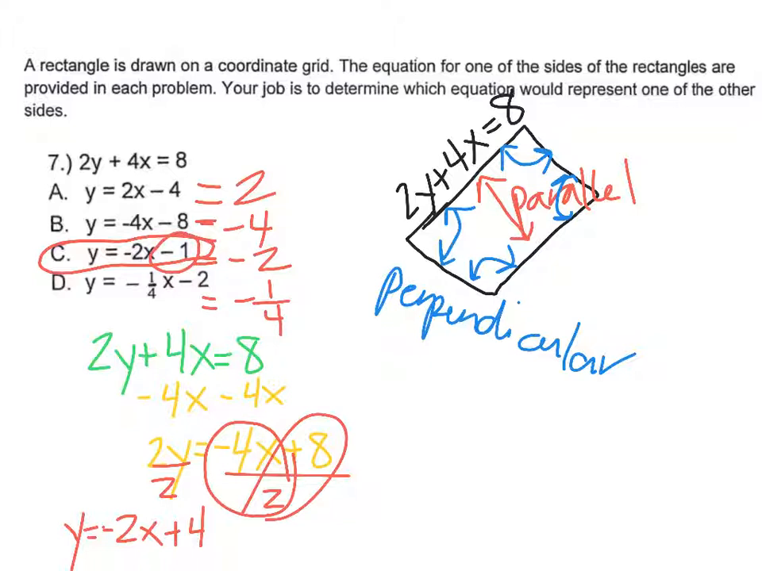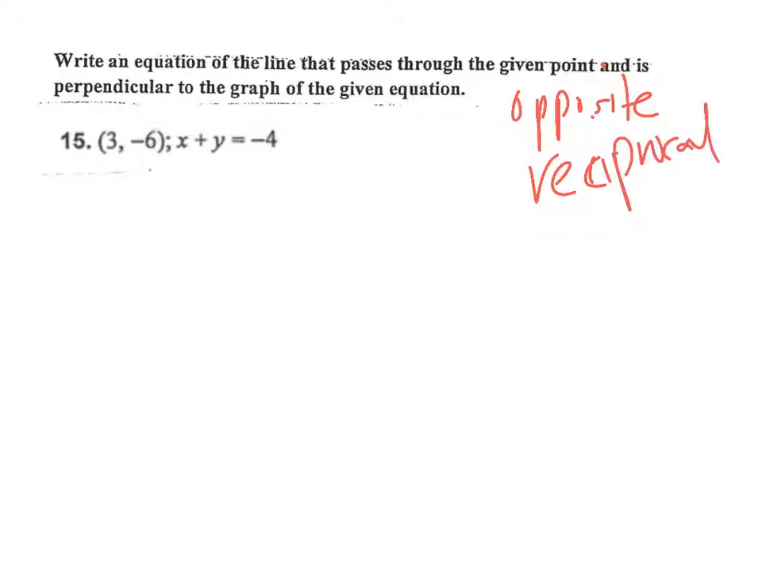Okay? Let's switch gears. I sort of just talked a little bit about perpendicular, but we're going to talk a little bit more because number 15 here asks you to write an equation of the line that passes through the given point and is perpendicular to the graph of the given equation. Very similar in our process, just one change, and the one change is that perpendicular lines do not have the same slope like parallel. Their slopes are opposite reciprocal. It has to be both. You must do the opposite and you must do the reciprocal.